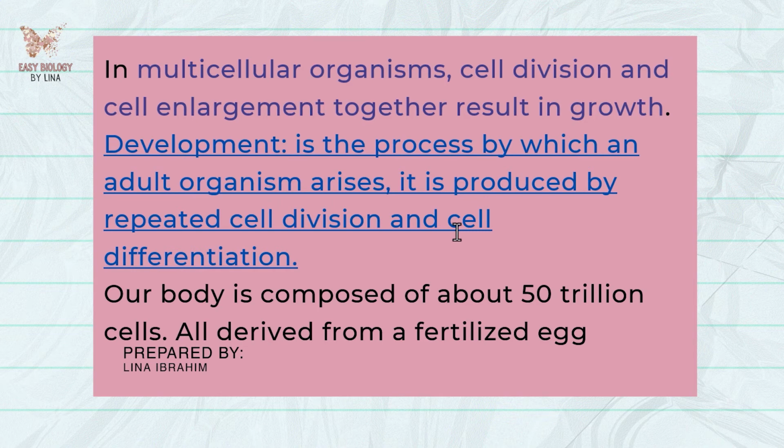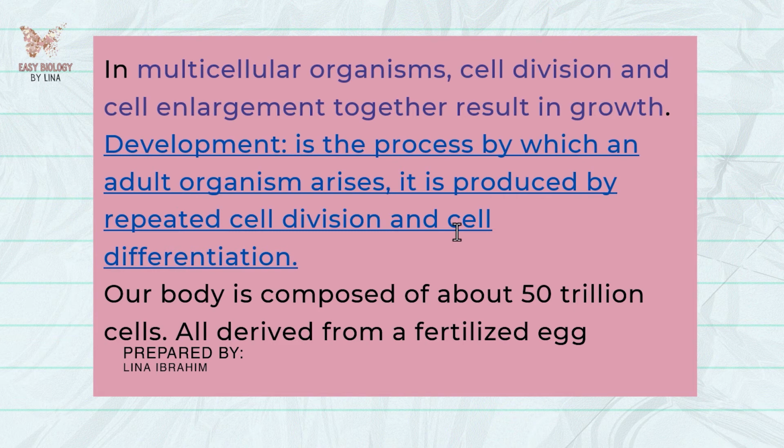What do you mean by development? Development is a process by which an adult organism arises, produced by repeated cell division and cell differentiation, or we can say cell specialization. So development is the process by which an adult organism arises. It happens by repeated cell division and cell differentiation or specialization. What do you mean by that?